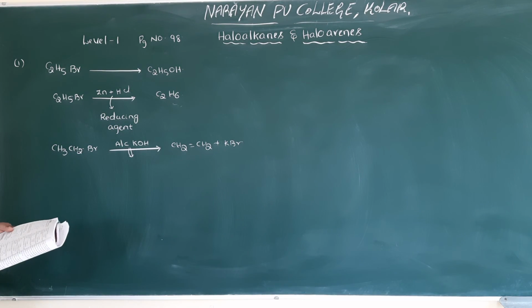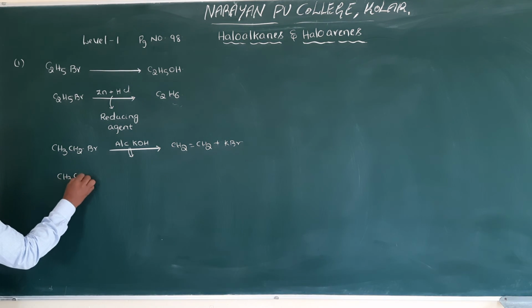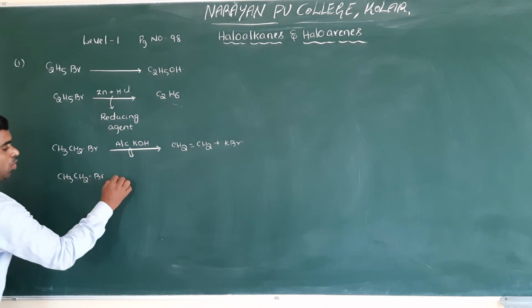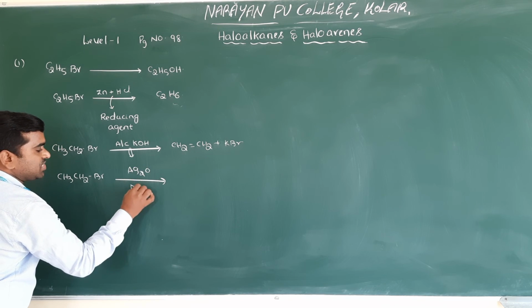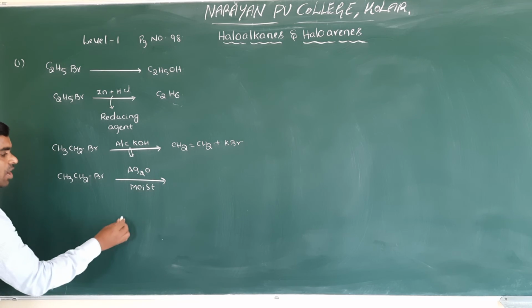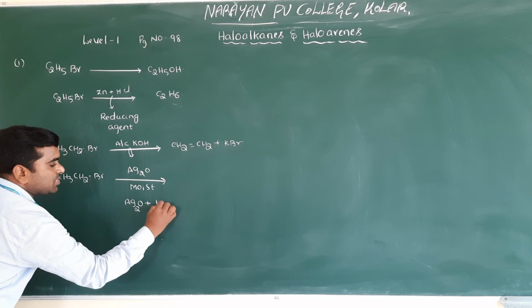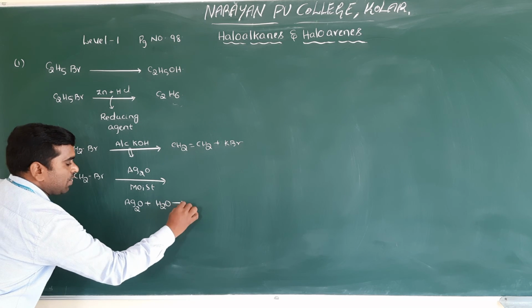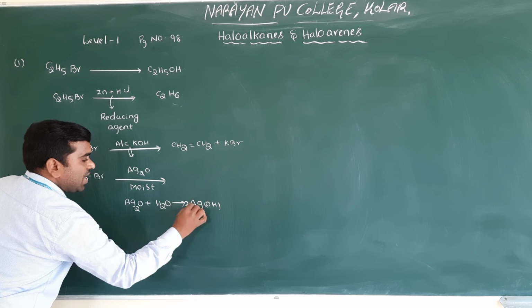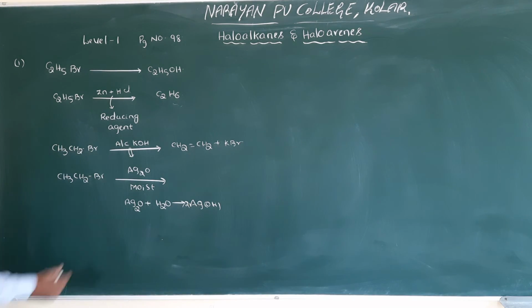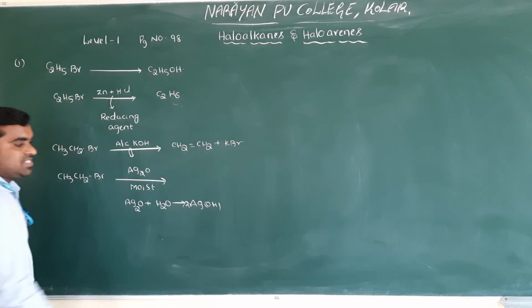Next one is action of moist silver oxide on CH3CH2Br. They have given silver oxide and moist. You already know we have discussed Ag2O; moist means we have to take H2O. Then the product you will get here is AgOH. 2 AgOH: 2 Ag, 2 oxygens and 2 hydrogens, so 2 AgOH.